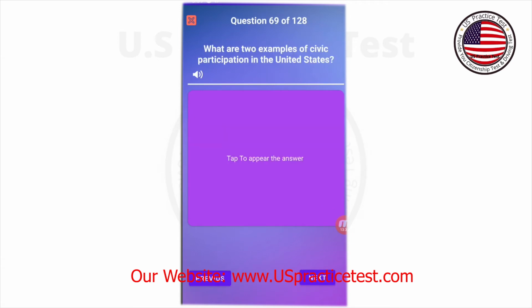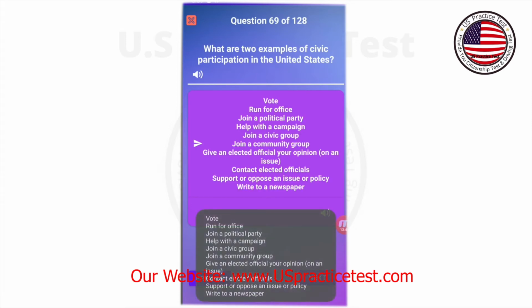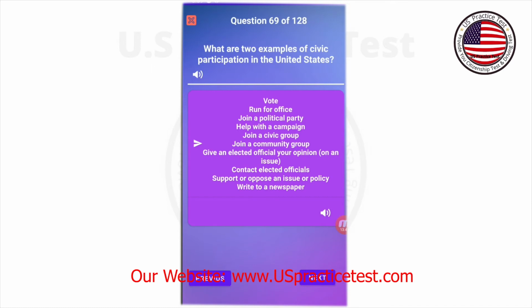What are 2 examples of civic participation in the United States? Vote. Run for office. Join a political party. Help with a campaign. Join a civic group. Join a community group. Give an elected official your opinion on an issue. Contact elected officials. Support or oppose an issue or policy. Write to a newspaper.